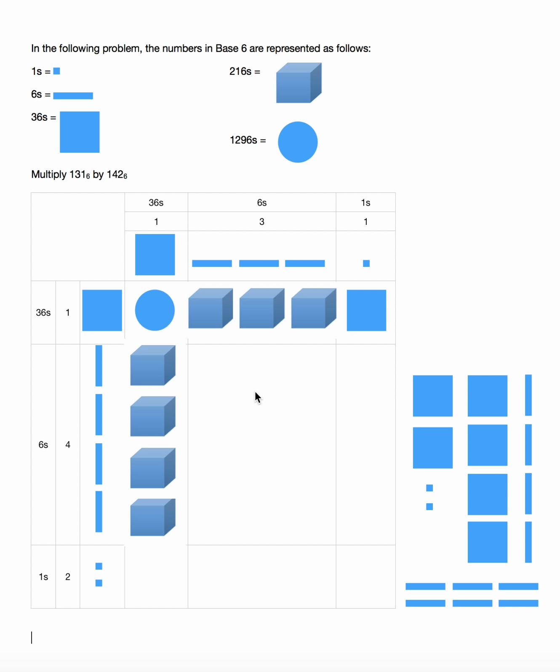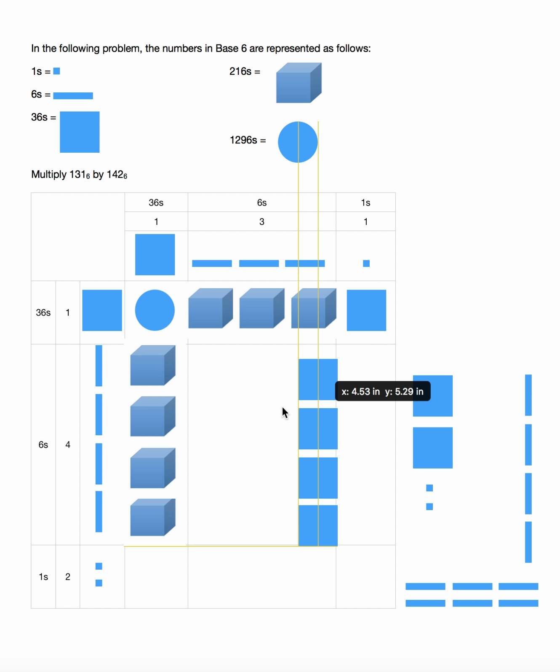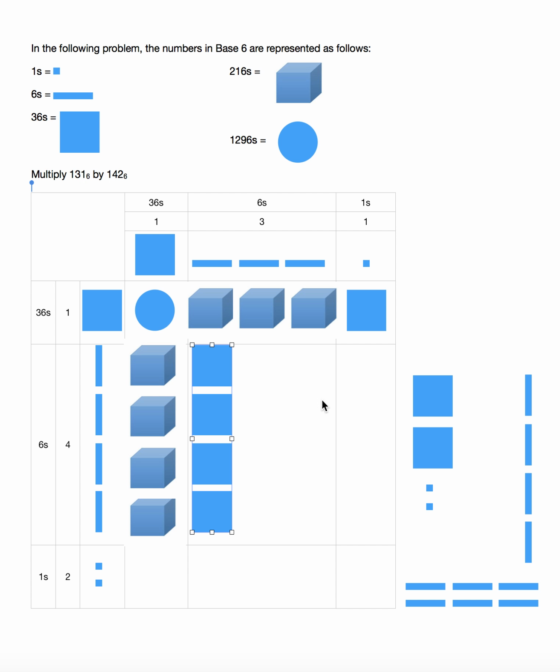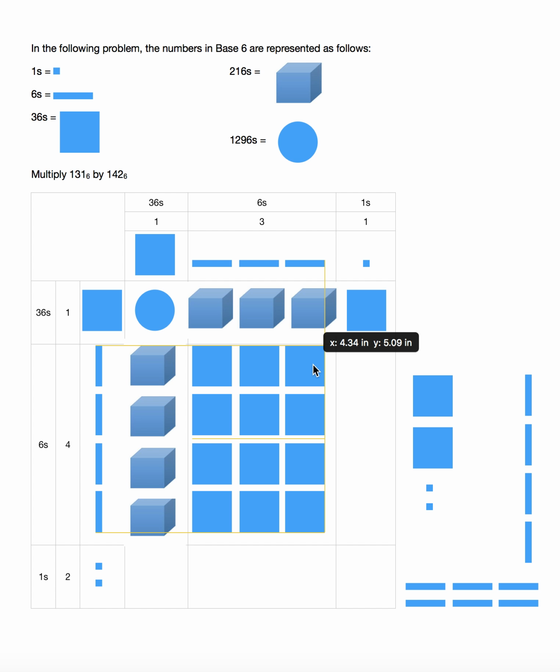Okay, in the next column, we've got a 3 in the 6's place times a 4 in the 6's place. So each of these rods is going to be multiplied by each of these rods. So we're going to have a flat 3 times. I'm just going to copy that and create a new one here, and copy it again, and create a new one here. So 3 rods times 4 rods gives us 12 flats.